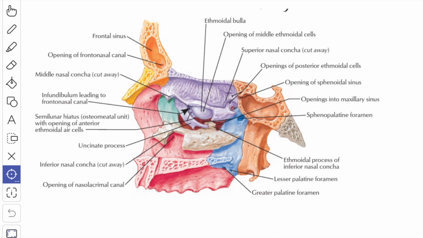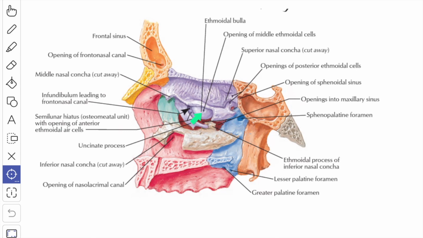The space under cover of the middle concha forms the middle meatus. Here the middle concha is removed to show the middle meatus. The lateral wall of the middle meatus is formed by the bulla ethmoidalis. So this is the bulla ethmoidalis and this is the hiatus semilunaris. These are present in the lateral wall of the middle meatus.